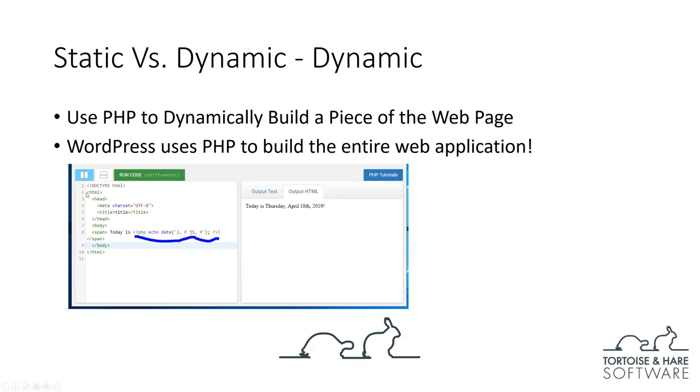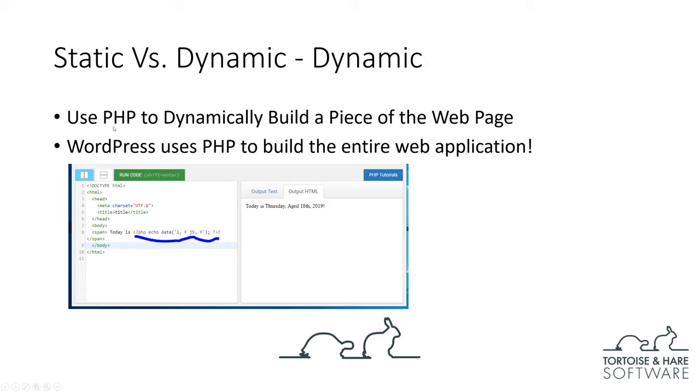So we'll take a look at our HTML document here, and I've made one small change to add some PHP. So instead of saying "today is Sunday," we're gonna say "today is," and then we'll have this little line of PHP here, and when that's run, we can see that today is Thursday, April 18th, 2019, which was the day I originally gave this talk.